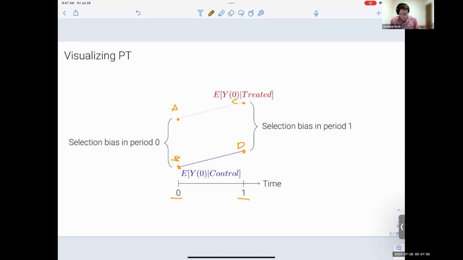And so the gap between point A and point B corresponds to the selection bias in period 0. This is how different are the outcomes for the treated and the control group before the treatment actually takes place. And what the parallel trends assumption says is that this selection bias is constant. So if the treatment hadn't occurred, that gap in outcomes between the 2 groups would have been the same in period 1 as it was in period 0.